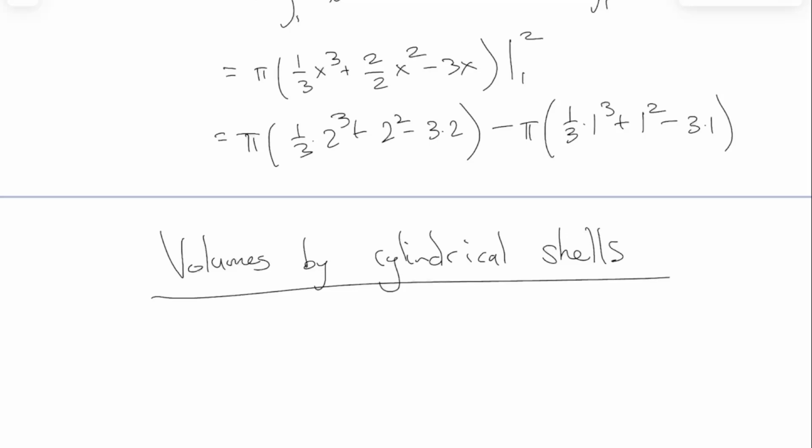And this is usually an alternative. There are many shapes that you can do by washers, and you can also do by this shells method, and the other way around. Many times you can use this shells method, but you could have also done it using the washers.